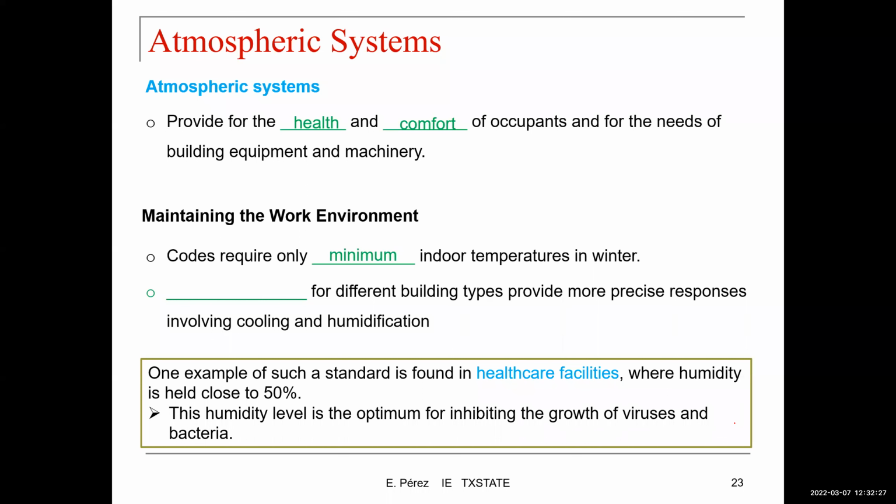Also, maintaining the work environment. In terms of codes, they require only a minimum indoor temperature in winter. You want to provide that minimum temperature inside the facility if you're in a very cold area, making sure that you have a heating component that keeps the building within that minimum. Market standards for different building types provide more precise responses involving cooling and also humidification. For example, in healthcare facilities, we need to make sure that the humidity is held close to 50%. And that changes according to the application or the industry that you're looking at.